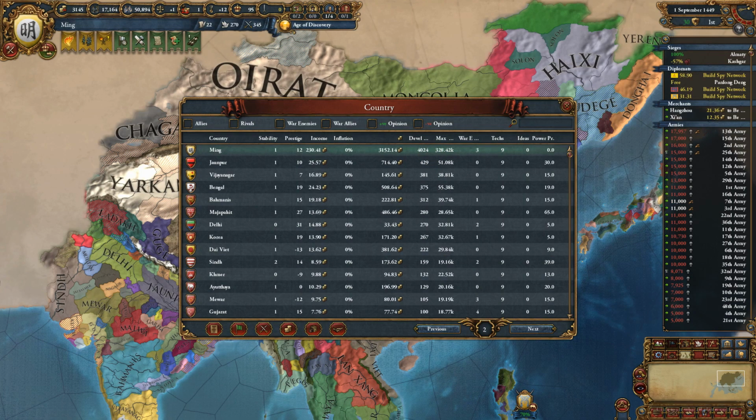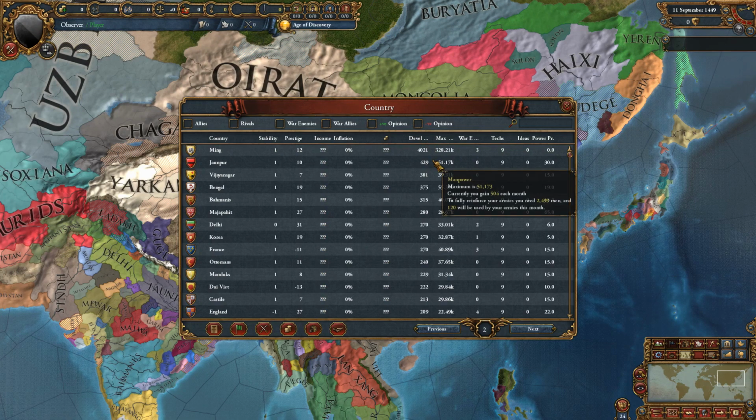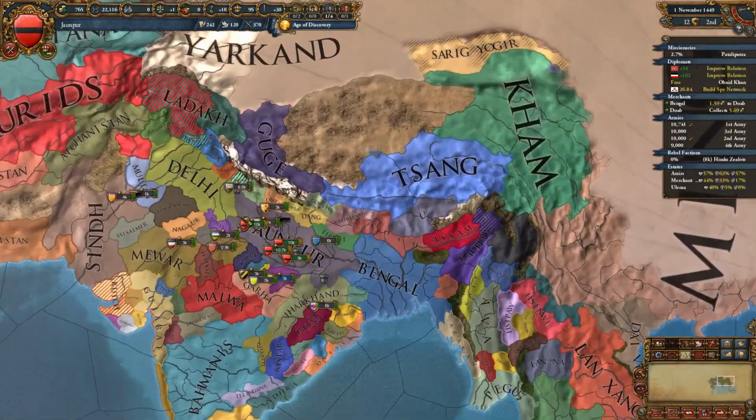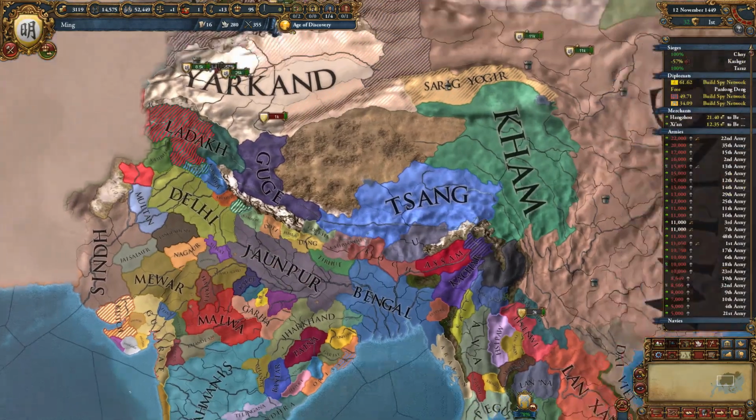Which makes them, let's just see in the world maybe real quick. Yeah, makes them 10 times bigger than any other but one nation. So Jaunpur is the only other nation in the world that even has 1/10 of Ming's population right now.